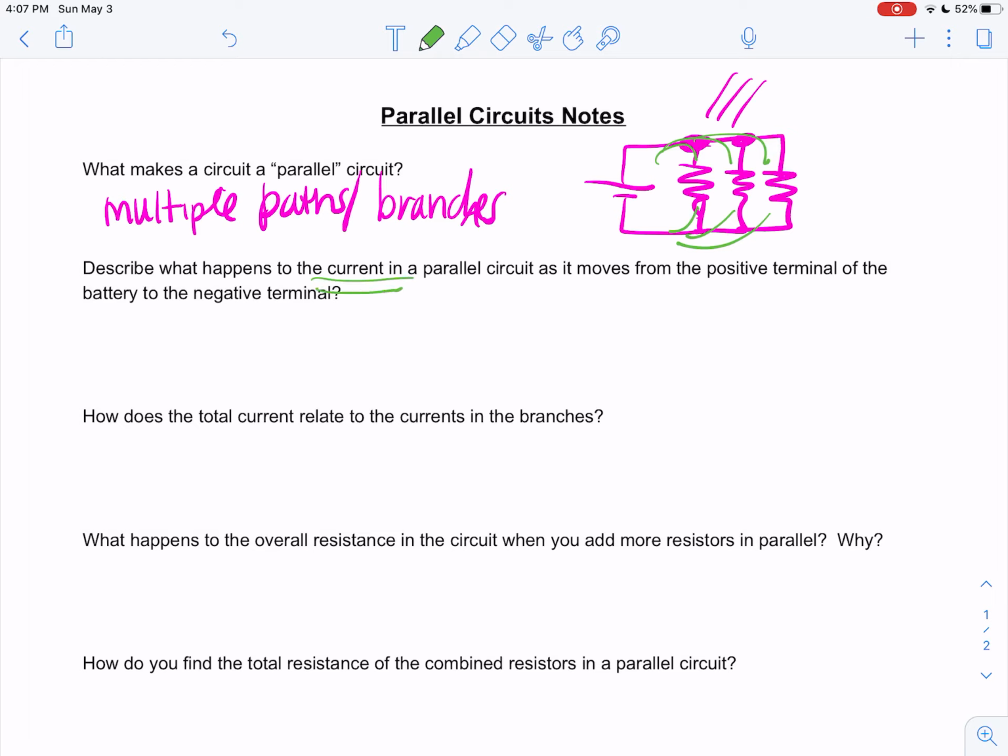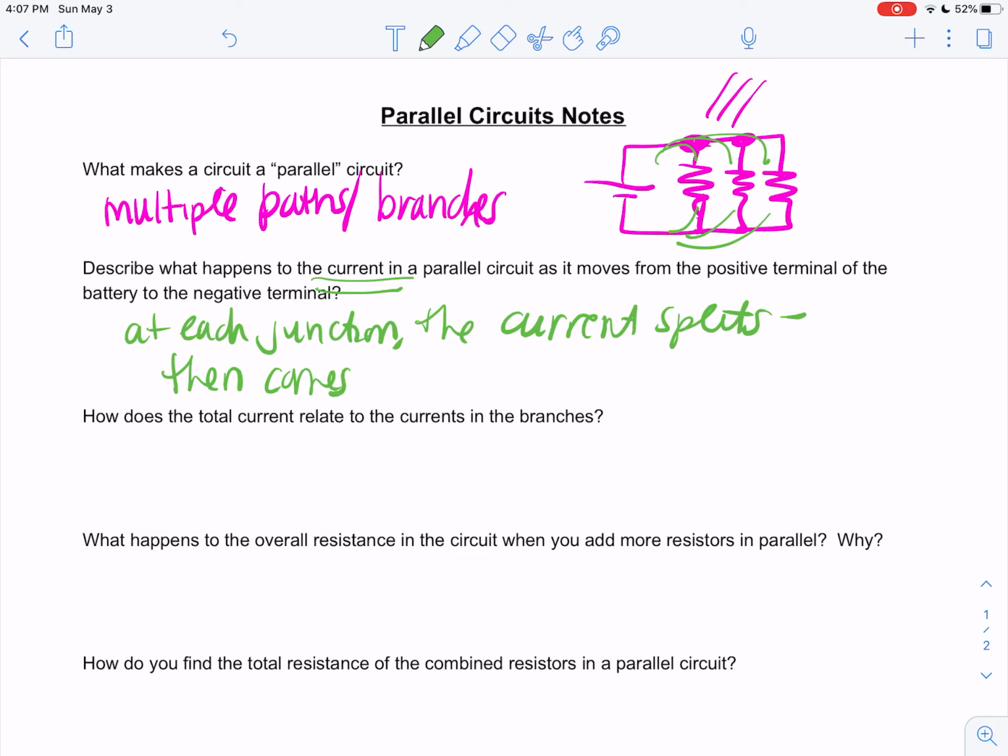Describe what happens to the current. Okay, what I just said is at each junction, basically the current is going to split, then comes back together. I'm going to say at the bottom of the branch. Not really the bottom, but okay, branches.